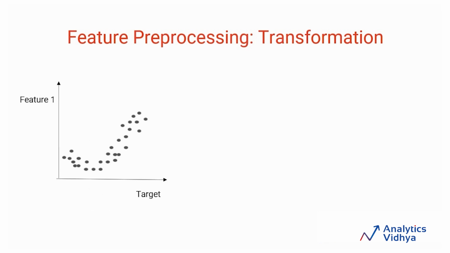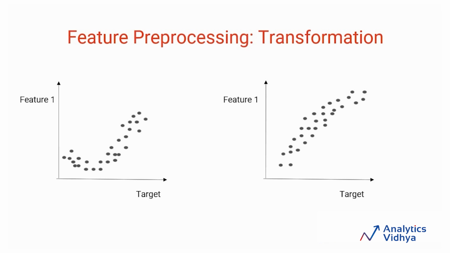For example, look at this plot. It shows a relationship between a target variable and a feature. This shows that the relationship is non-linear. And we know that for some models like linear regression, it's good to have a linear relationship between the dependent and the independent variables. So in this case, we should transform a variable in a way such that the relationship between the target variable and the feature becomes linear. So this method is very model specific.